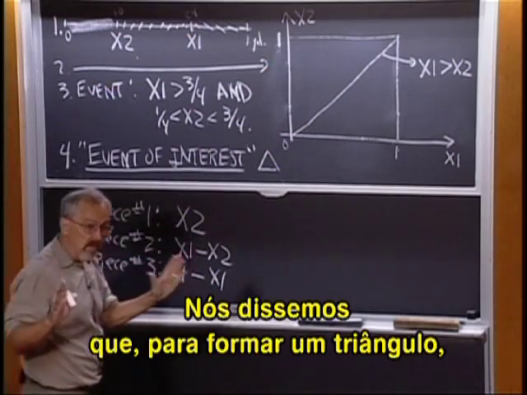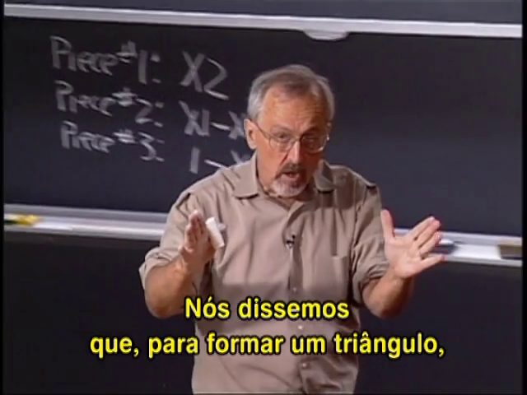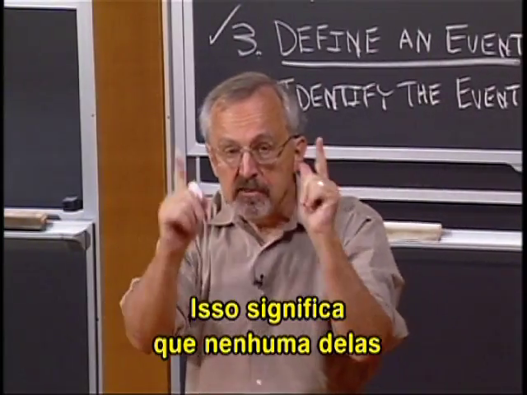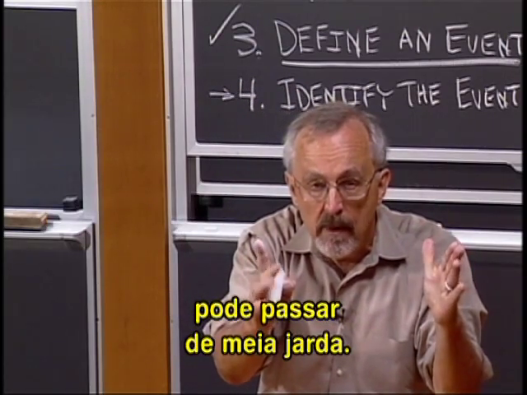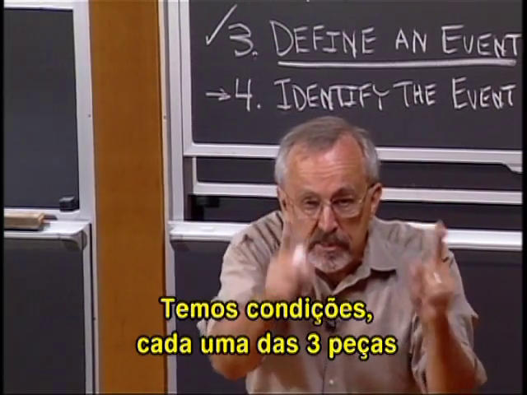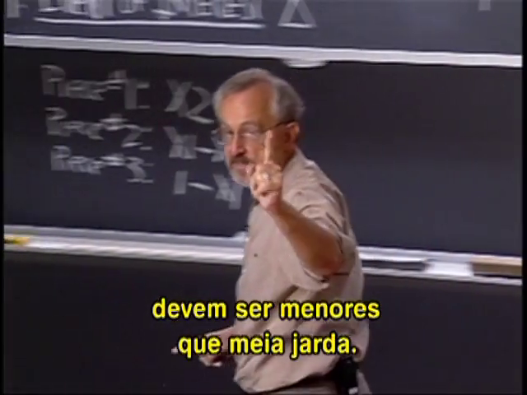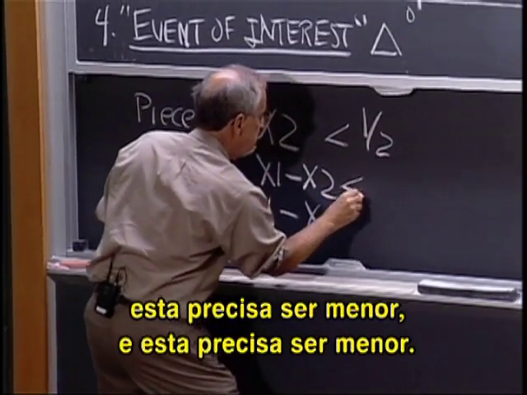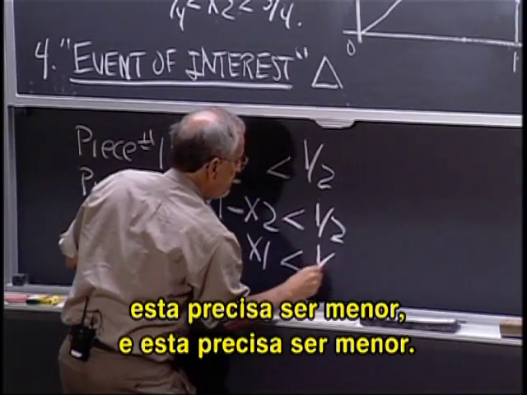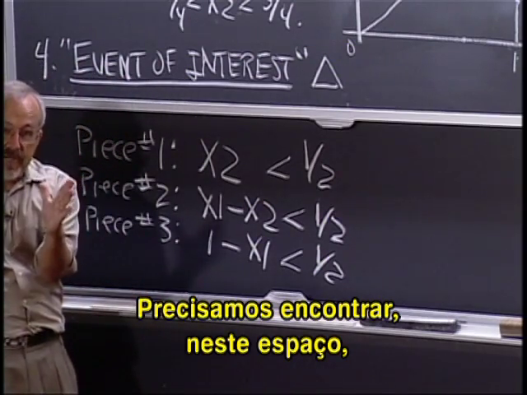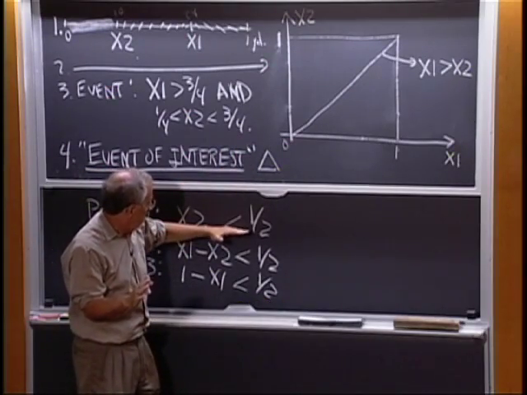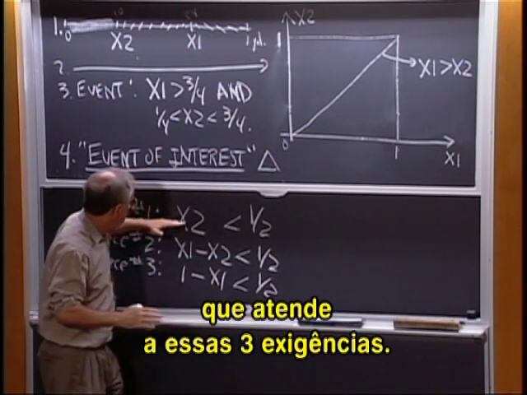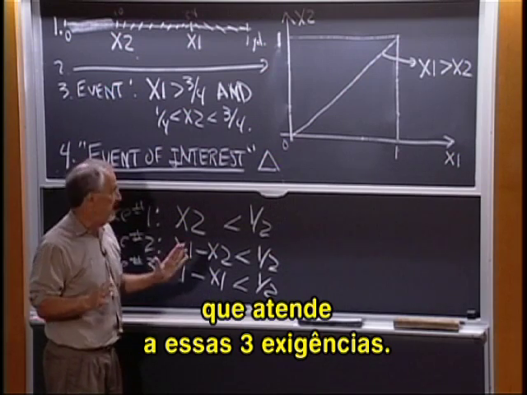Now, we said that for a triangle to be formed, no piece can be too long. And what we mean by this is no piece can be greater than half a yard. So we have constraints on each of the three pieces. Each of the three pieces must be less than half a yard long. How do we do this? This must be less than a half. This must be less than a half. That must be less than a half. We need to find in our space, in our diagram, the area which corresponds to each of these three constraints being valid.